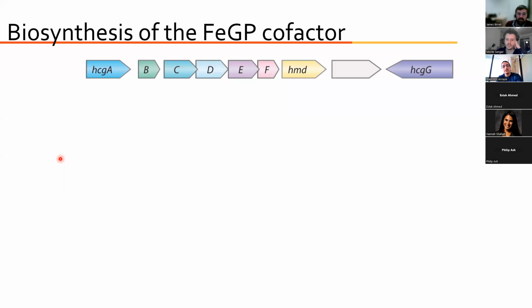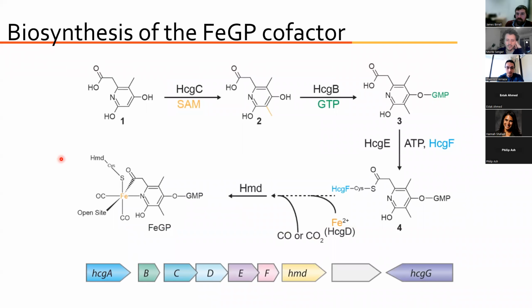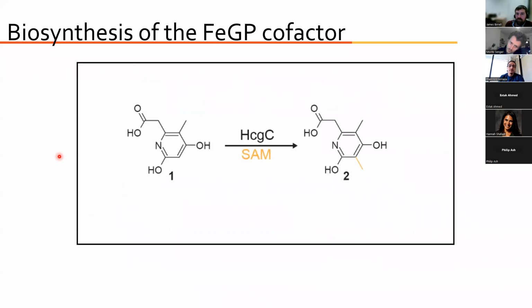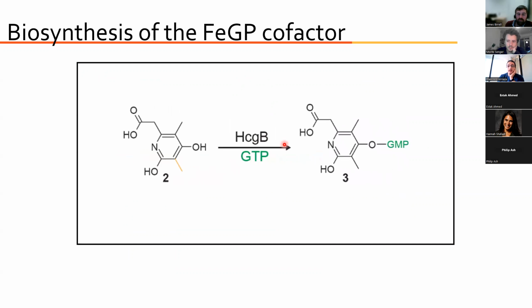So this cofactor is biosynthesized by the action of 7 different proteins. And here we have the pathway that I will show you step by step. Starting from this pyridinol precursor, which we call precursor 1, HcgC is a SAM-dependent methyltransferase that methylates the 3 position, forming 2. Then HcgB inserts the GMP moiety in a GTP-dependent fashion, forming precursor 3, which is also important because the iron-guanylylpyridinol cofactor can be light decomposed, and it decomposes into this compound.